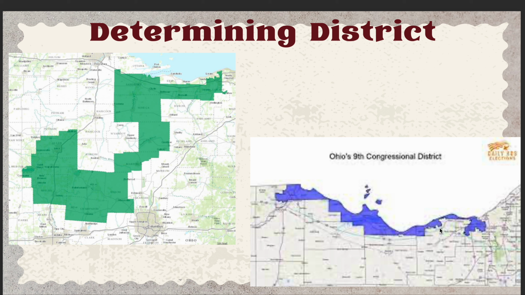And for the sake of argument, just so you all know, this is Marcy Kaptur's district. It doesn't look like this anymore, but it did look like this. And this was Representative Jim Jordan. He's Republican, she's a Democrat.